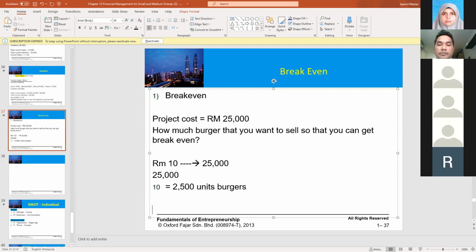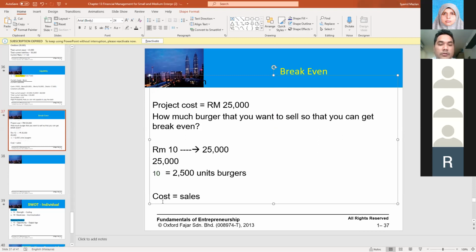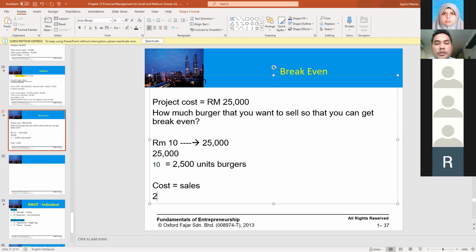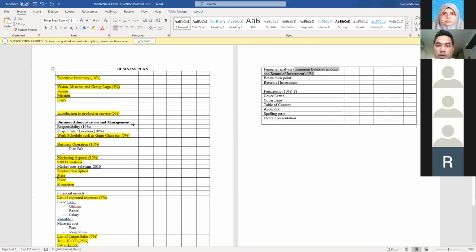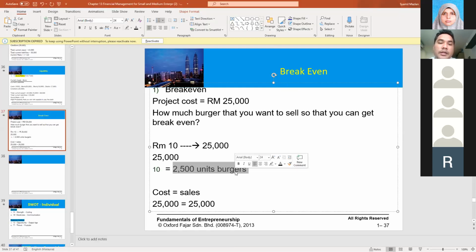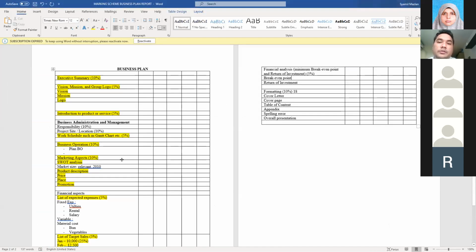Break even means zero, which means your cost equals your sales. For example, you have spent about 25,000 on your project, and your sales also get 25,000. So this is how you get a break even. That is the break even point. So how many burgers do you need? The answer is 2,500 units of burgers. Break even and the return on investment are the same thing.